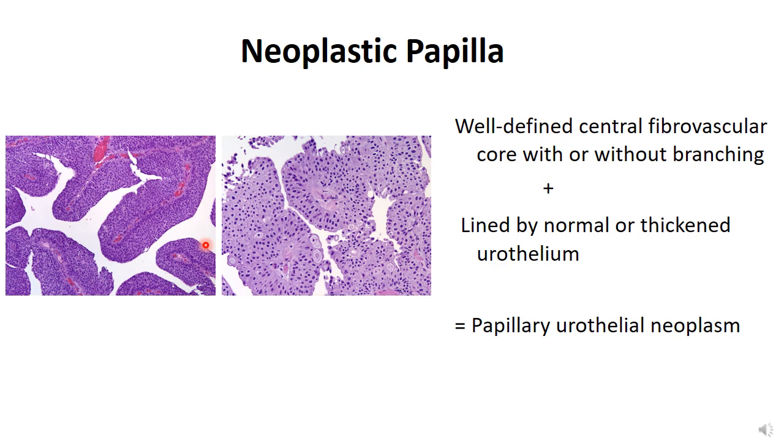So if you think that your papillary process has a well-defined central fibrovascular core which may be branching or may not be branching, that is pretty much characteristic that you are dealing with a neoplastic papillary process. And this papilla can be seen in a finger-like manner, or when they are cut tangentially, they give you this type of appearance, more cut appearance of the fingers.